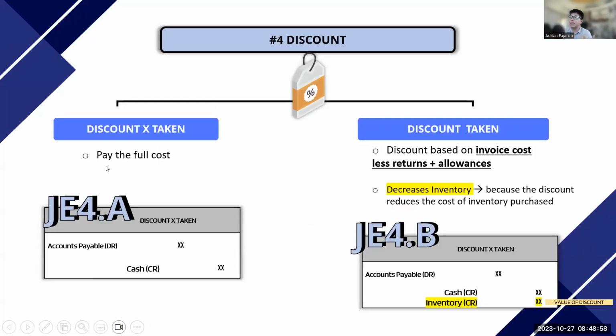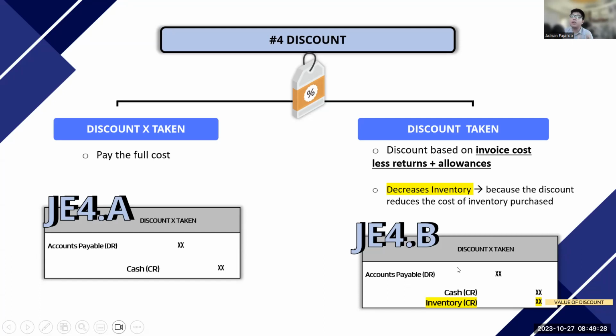So, ganun lang yung terms. There are two scenarios lang naman dyan. Either you pay early, so you get the discount, or hindi mo na take yung discount. So, pag walang discount, mas madali. Debit accounts payable, kasi babayaran mo na yung utang mo. Credit cash, binayaran mo yung utang mo. Bumaba yung cash. Pag nag-discount taken, pareho lang yung debit ng accounts payable mo. You will zero out the accounts payable related to the purchase. Ang maiiba lang is how much cash you will pay out.